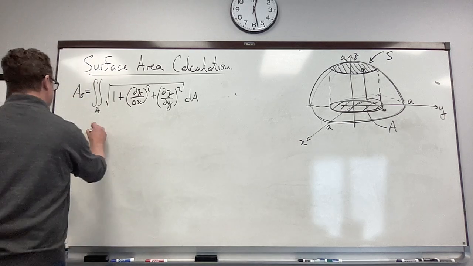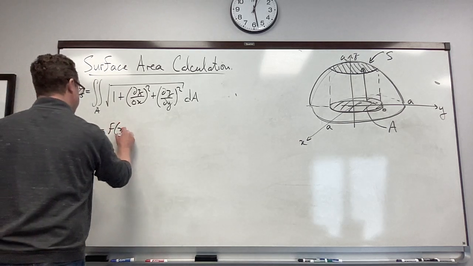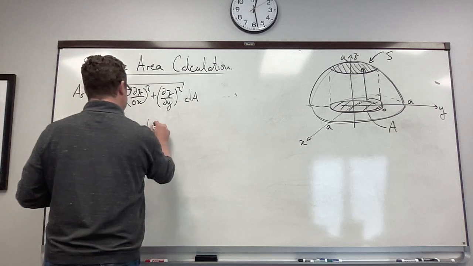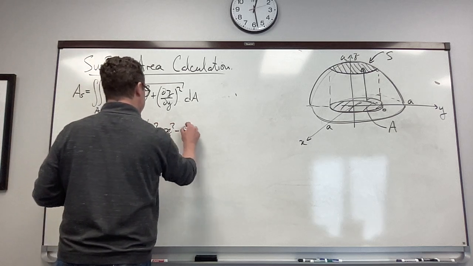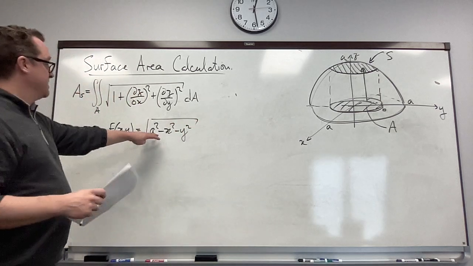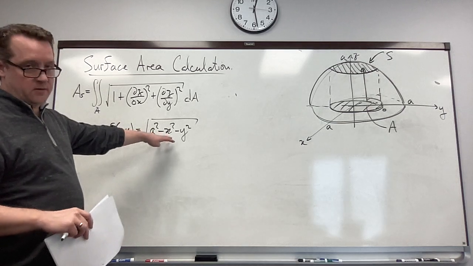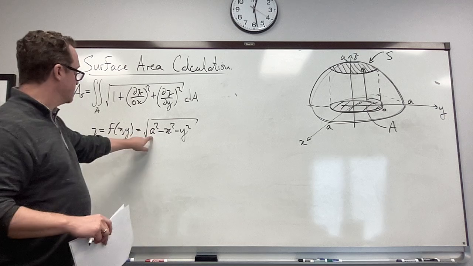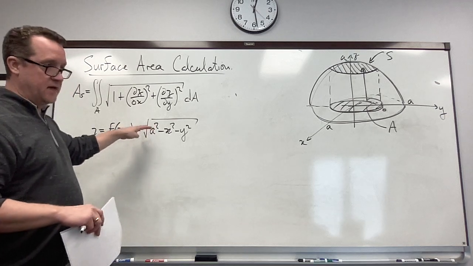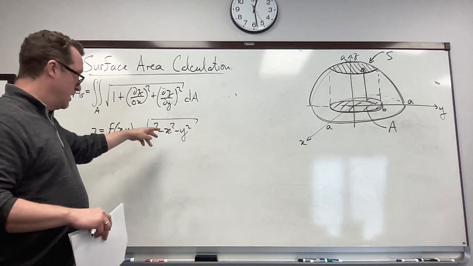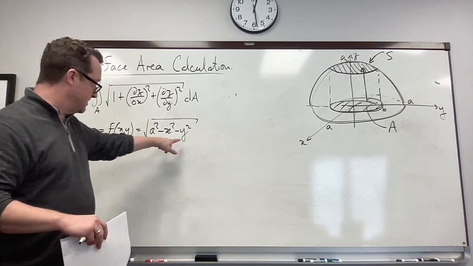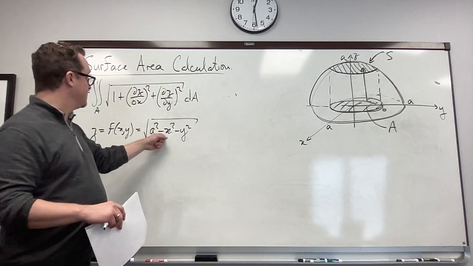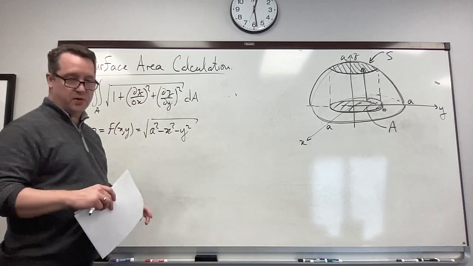So we're saying z, and we can think of that as a function of x and y. What is it? Well, z is equal to the square root of a squared minus x squared minus y squared, because this is the top of the sphere. The sphere is defined as x squared plus y squared plus z squared equals a squared. So solving that for z and taking the positive square root gives us the upper function. This is the function that defines the height over A.